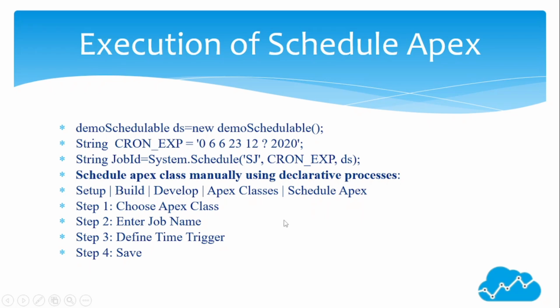Schedule an Apex class manually using the declarative process: Setup, Build, Develop, Apex Classes, Schedule Apex. Step 1, choose the Apex class. Step 2, enter the job name. Step 3, define the time trigger. Step 4, save.